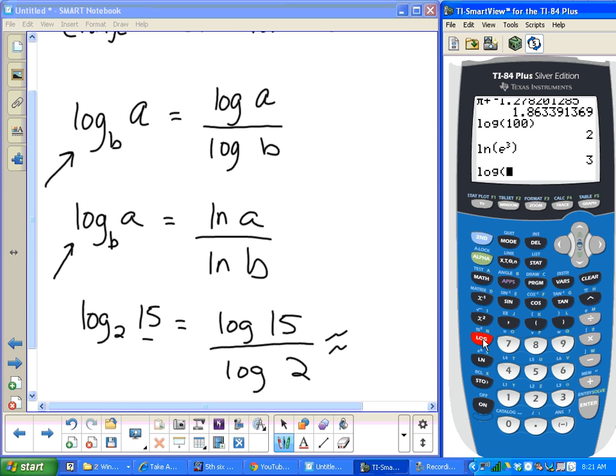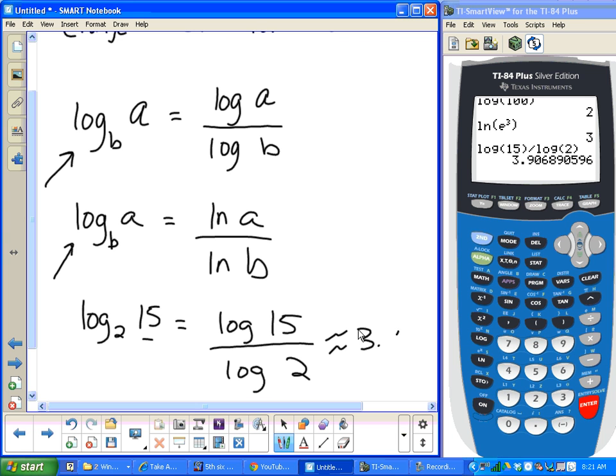So let me punch in here: log of 15, and I've got to close that parenthesis, divided by the log of 2. Sure enough, that's really close to 4 here. So if we round it to the hundredths place, this would be about 3.91.